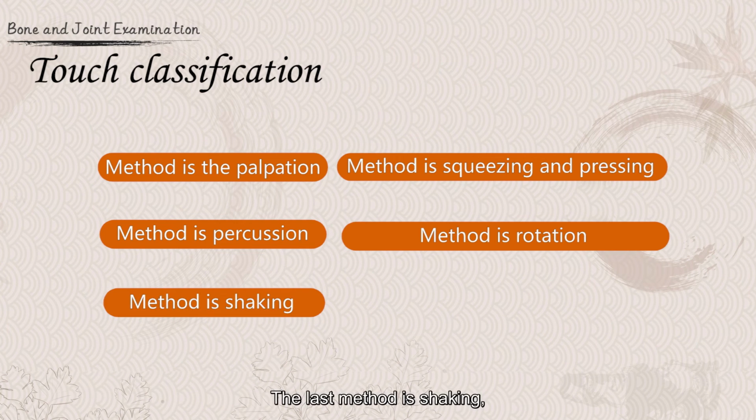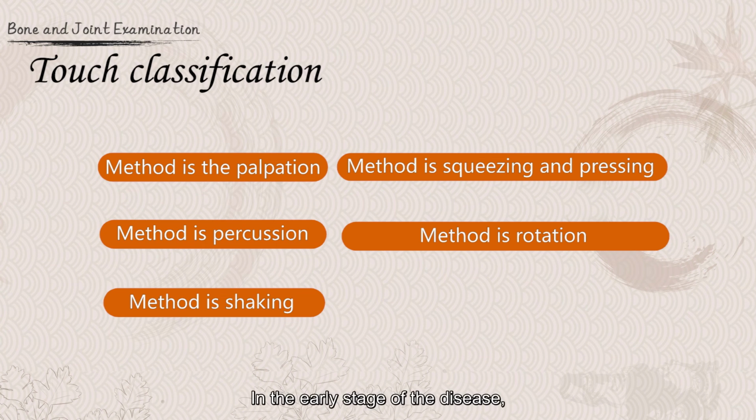The last method is shaking, in which one hand holds the injured site, the other hand holds the distal end of the limb and gently shakes. This method can be used to check the condition of the injury at the injured site and can also be used as a sign of whether the reduction is successful in the last step of manipulative reduction.